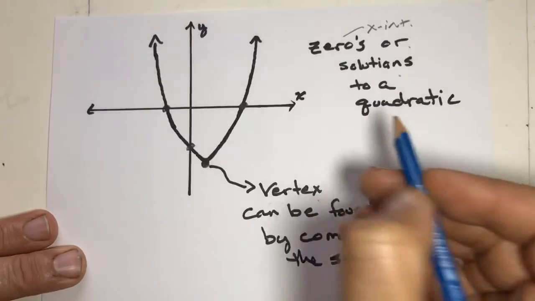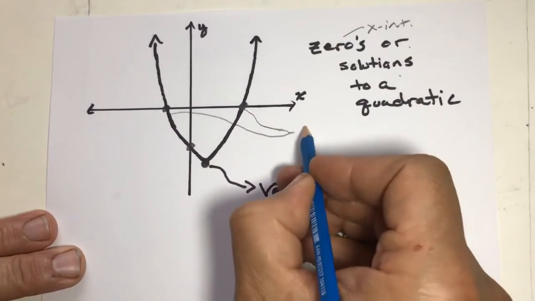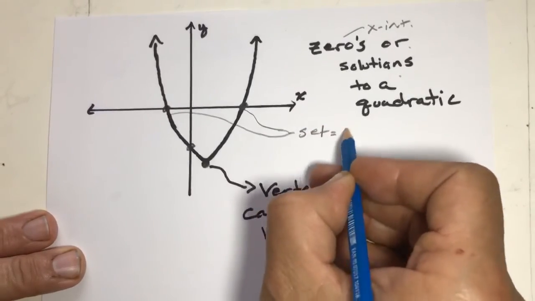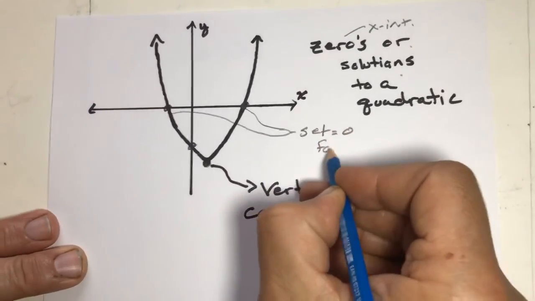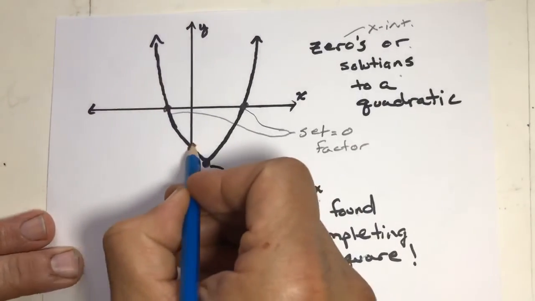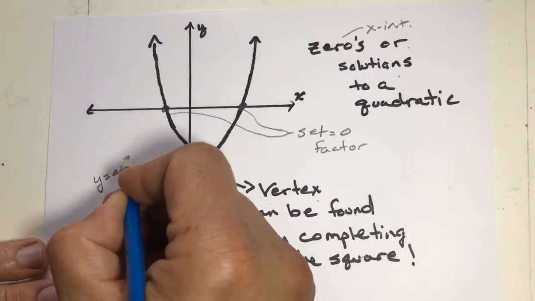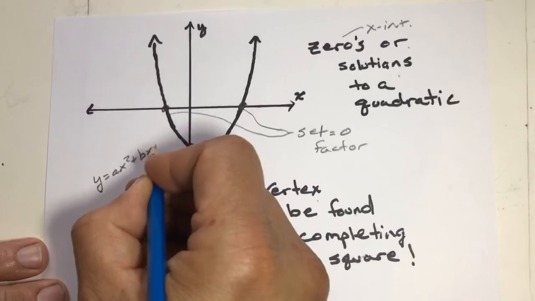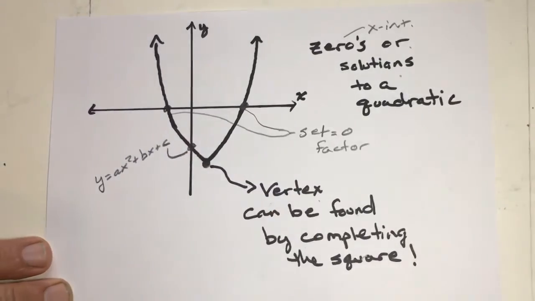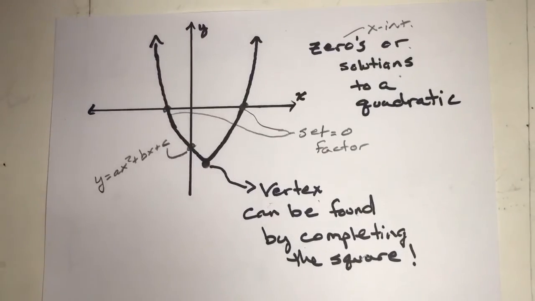These zeros can be found by setting equal to 0 and then factoring and solving. This y-intercept, well, that's just the ax squared plus bx plus c. Remember that c is automatically that y-intercept. So we know a lot of things about these parabolas, and that's what they were trying to get you to understand in the couple of videos.